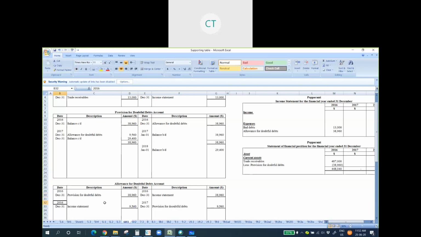Oh, this one. Sorry. Yes, this one. Okay. Thanks for highlighting this for me.